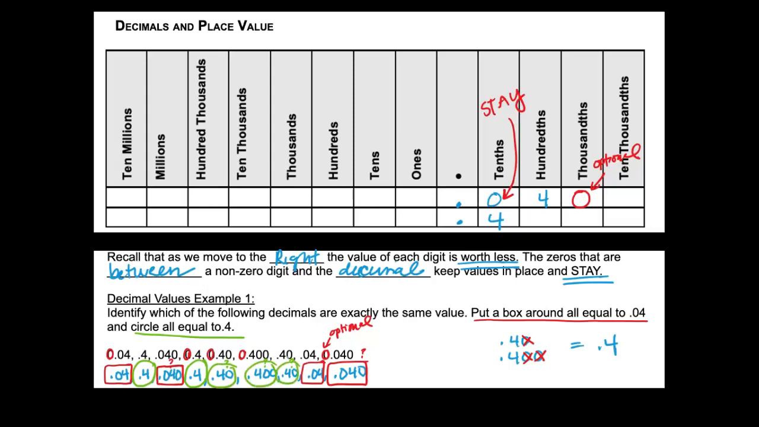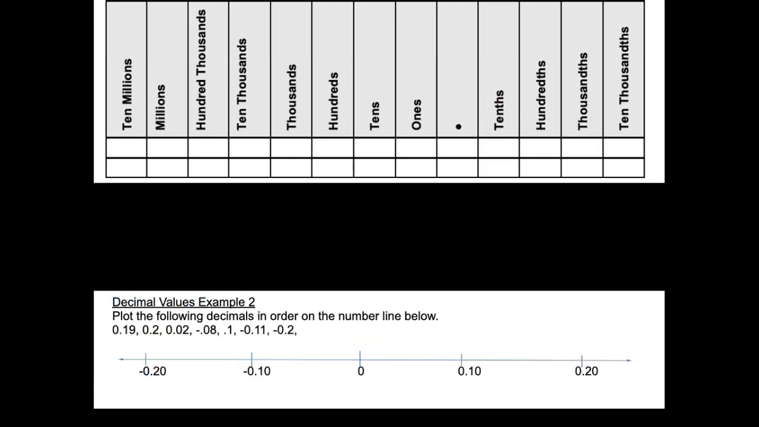Okay, now let's look at example 2. In example 2, we're going to plot the following decimals in order on the number line below. The first thing that I notice is that some of these decimals have a negative sign and some don't. So I'm going to approach these in 2 separate batches. First I'm going to look at just the negative numbers. That would be negative 0.08, negative 0.11, and negative 0.2.